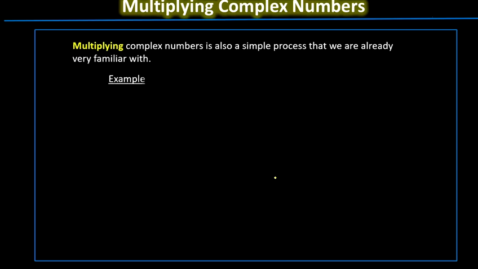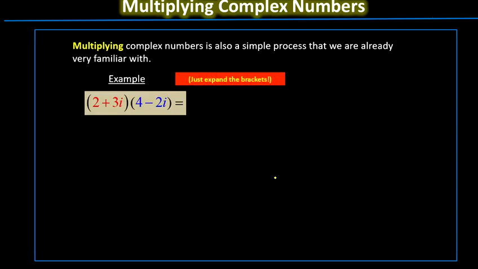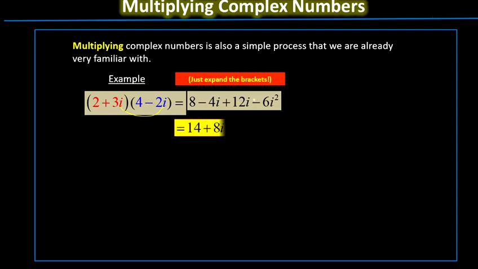Now further detail of complex number multiplication. For more practice, how to multiply complex numbers as you already do in basic algebra, just open the brackets. 2 into 4, 8. 2 into 2 is 4 iota. 3 into 4, 12. Now you see i into i square, which is negative 1, minus minus plus. So that becomes plus 6. 6 plus 8, 14.